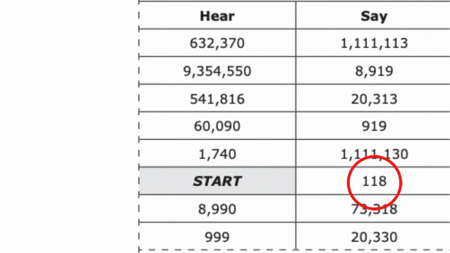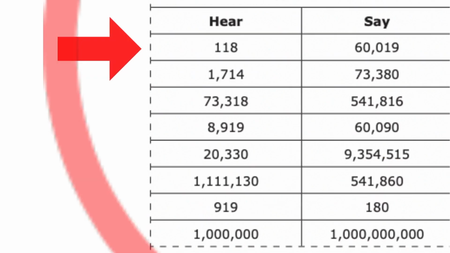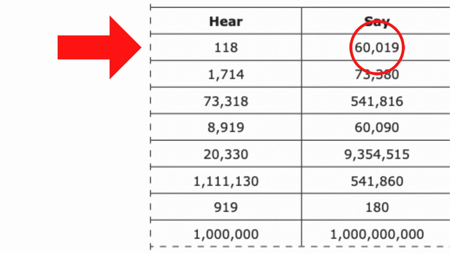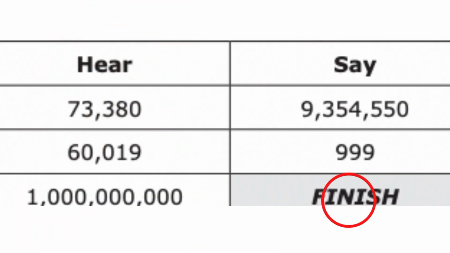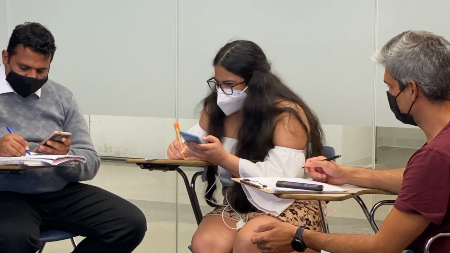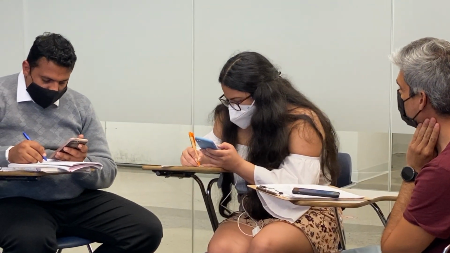The other students will listen to the pronunciation and try to find that same number in the hear column. If they find that number, they will then go to the right of that number in the say column and say the new number that is there. This cycle continues and repeats until the student finally says, finish. 7,590. Now, this is a really great activity because students constantly have to ask for clarification and rephrase their pronunciation.